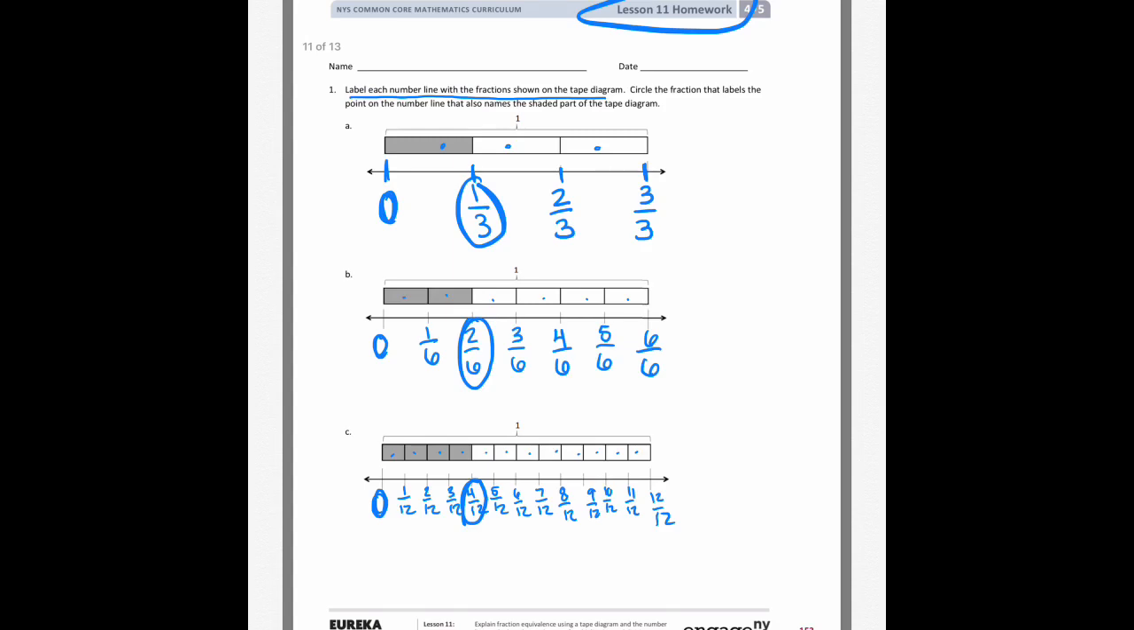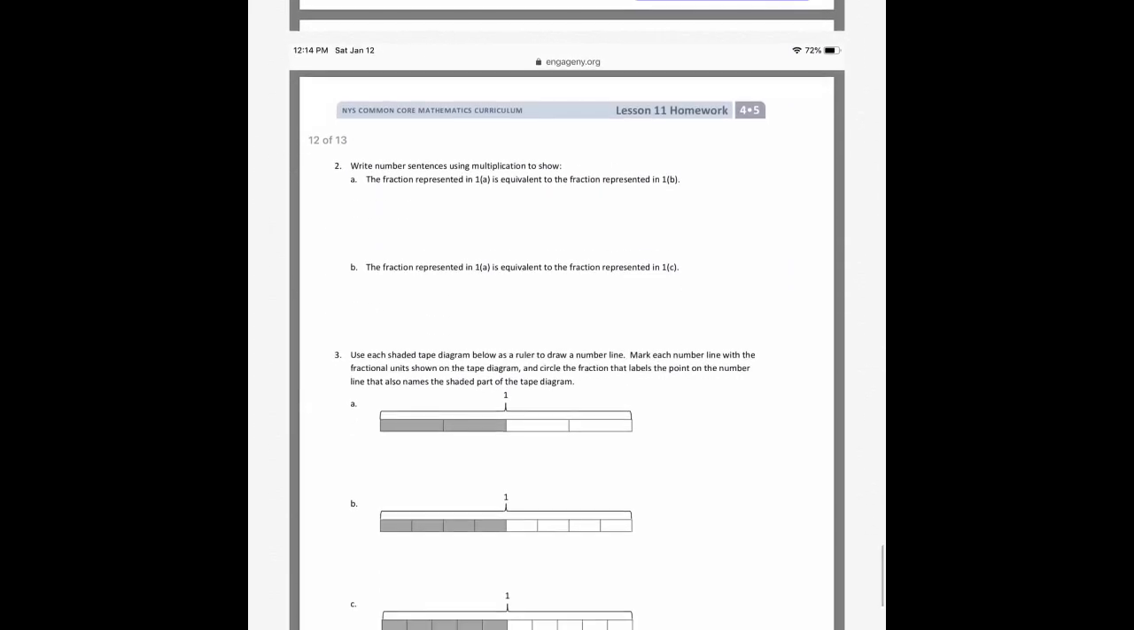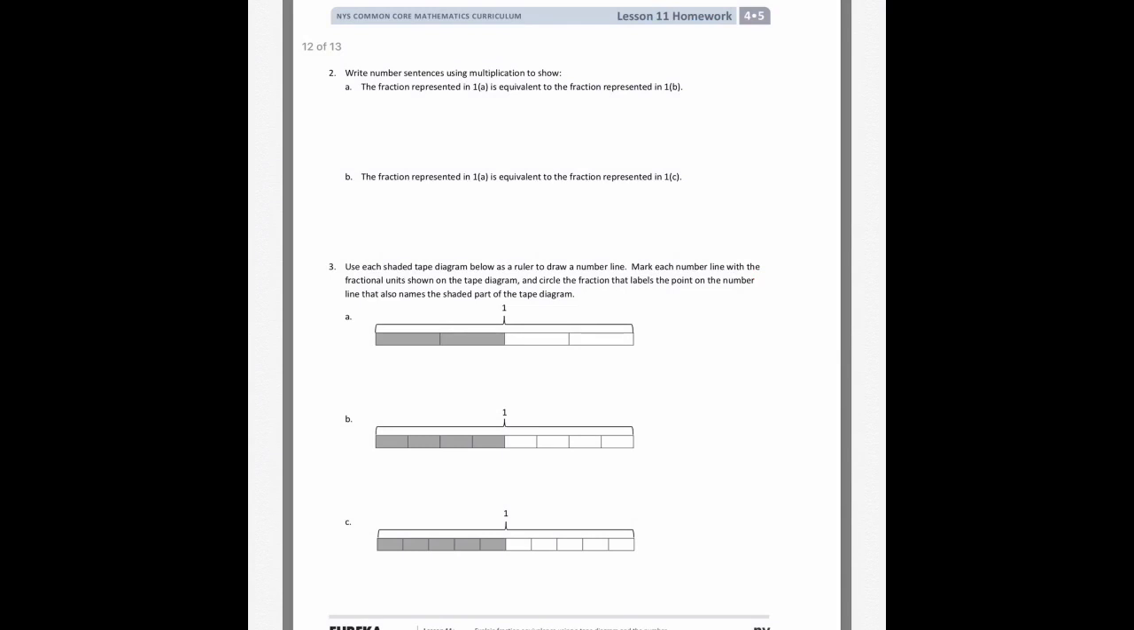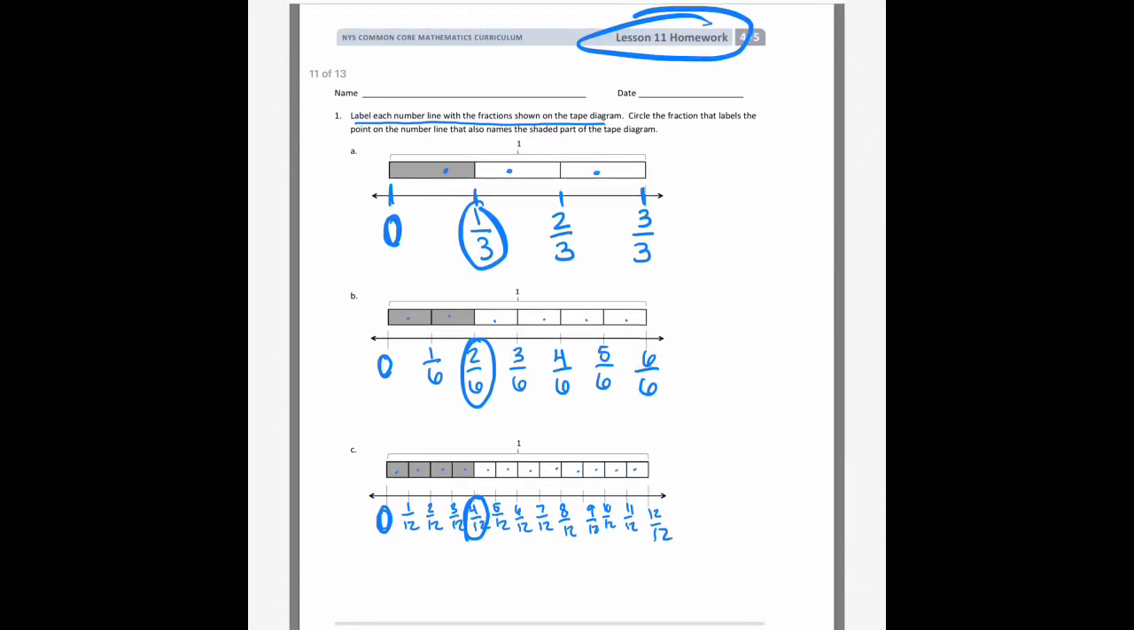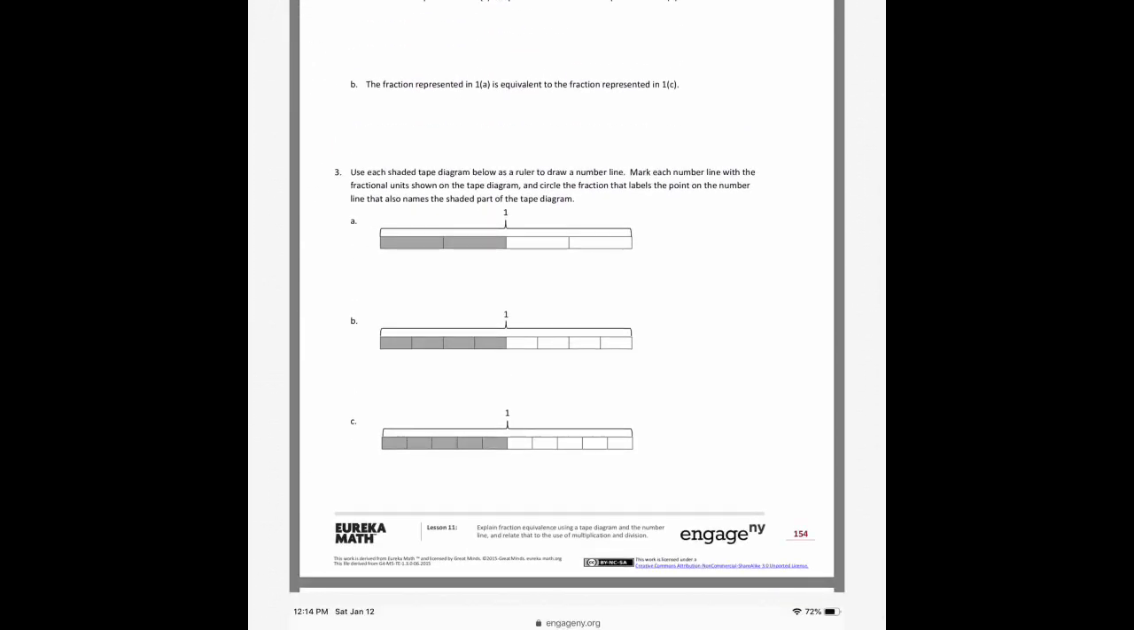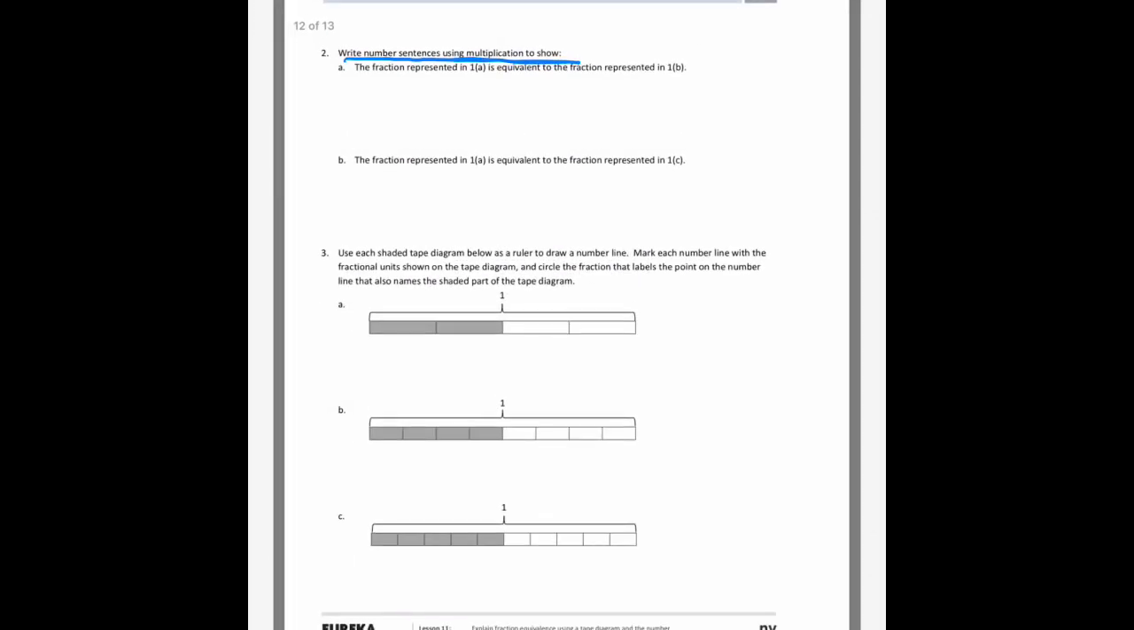Okay, now we're going to use what we just did to answer some questions. So the question says, write a number sentence using multiplication to show how the number in 1a is equivalent to the number in 1b. Well, let's go back. 1a was 1/3 and 1b was 2/6. So I want to show that they're equivalent using what we've done in the past. So I'm going to write 1/3 is equal to 2/6, and I'm going to use multiplication.